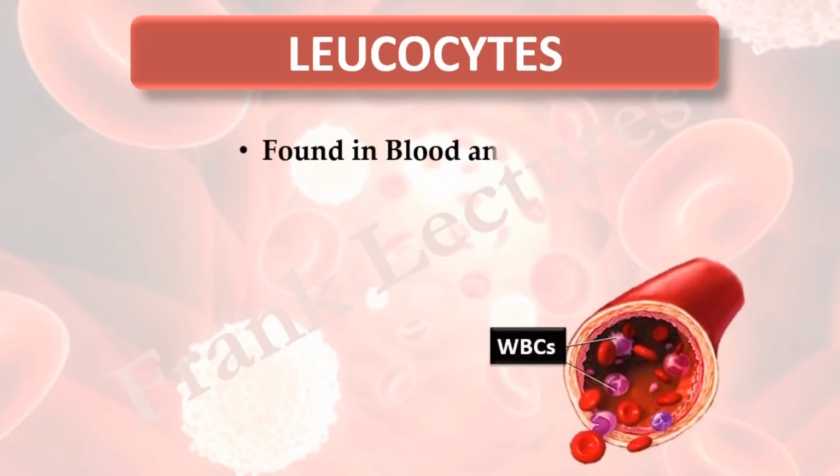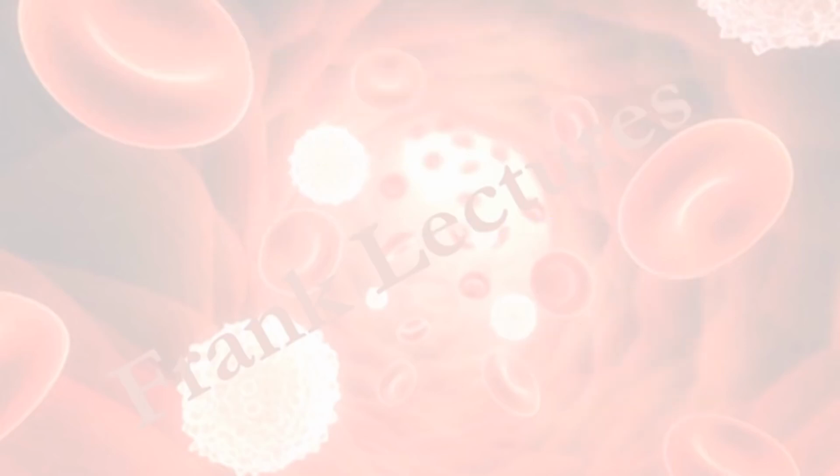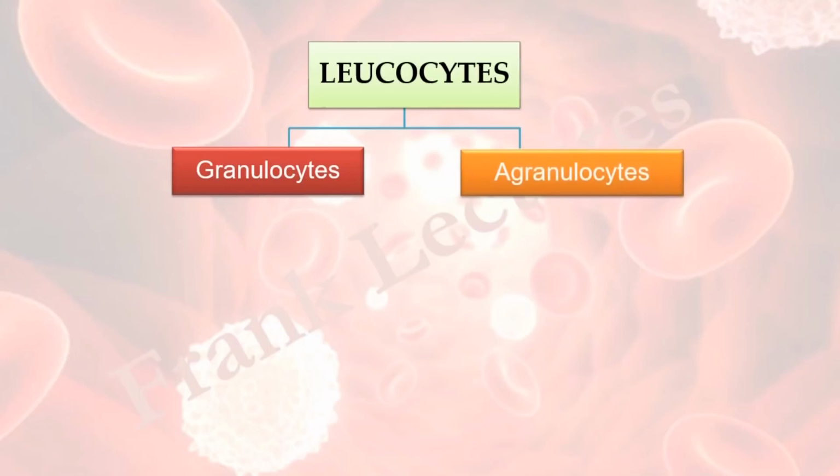Leukocytes are found in blood and lymph. Thus, they are dispersed throughout the body. Leukocytes are also known as immune cells. Leukocytes have been further classified into two groups, granulocytes and agranulocytes. The basis of this classification is their appearance under light microscope.